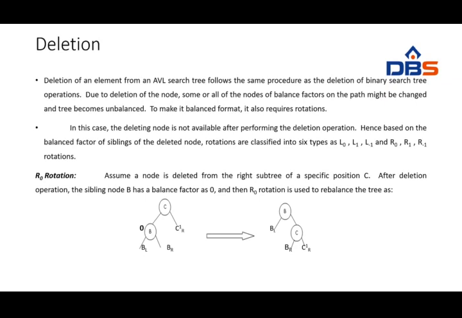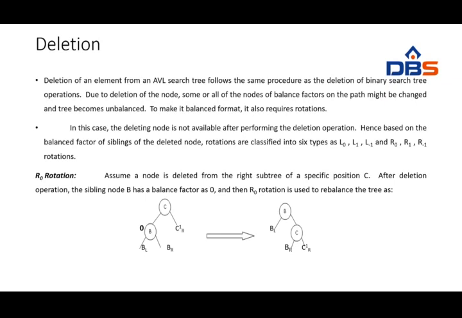Due to deletion of the node, some or all of the balance factors of the nodes on the path might be changed and the tree becomes unbalanced. To make it balanced, it also requires rotations. In this case the deleted node is not available after performing the deletion operation. Hence, based on the balance factor of the sibling of the deleted node, rotations are classified into 6 types, that is L0, L1, L minus 1, and R0, R1, R minus 1 rotation.